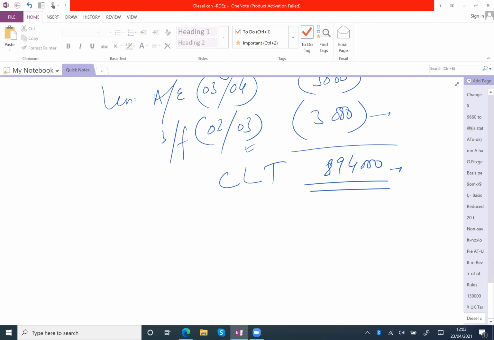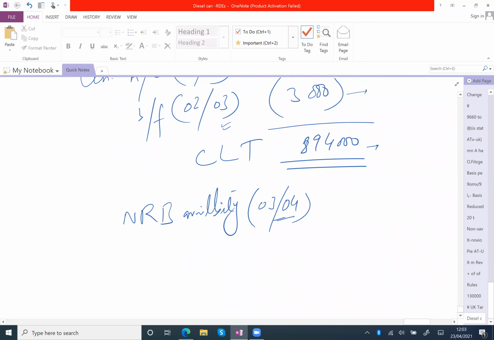Firstly, the second step is to check the nil rate band availability and then apply the rates on this CLT. To check the nil rate band availability, you have to check it in tax year 0304 when you make this gift. And the 0304 nil rate band will be given in the tax rate sheet in the exam.